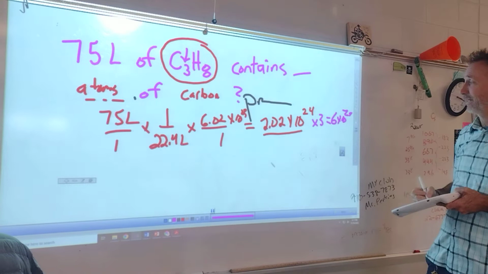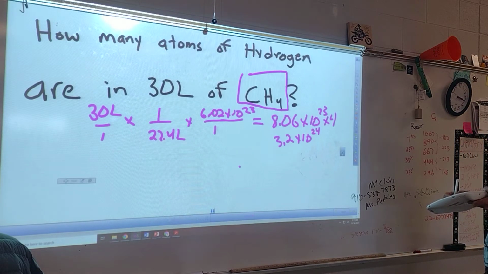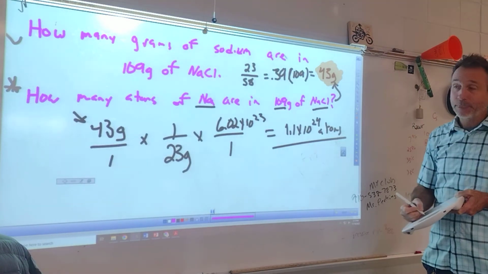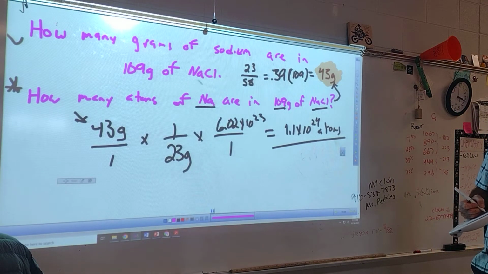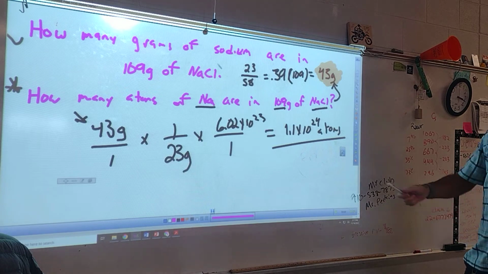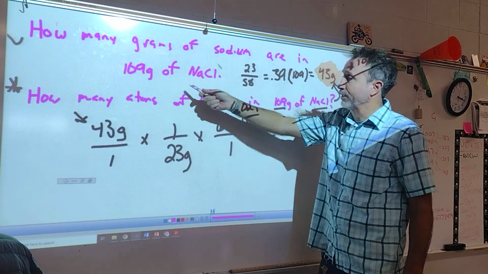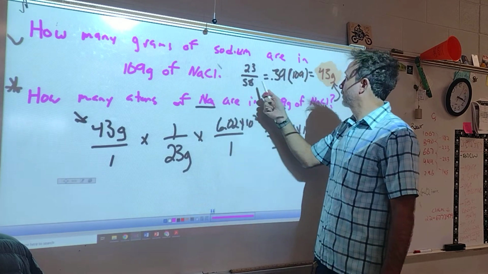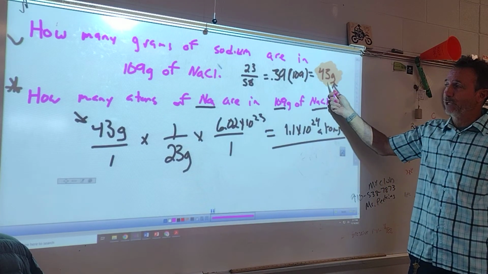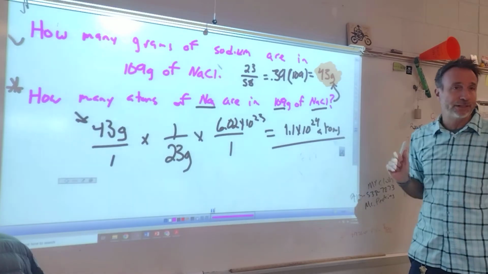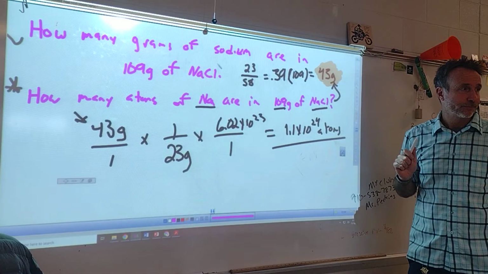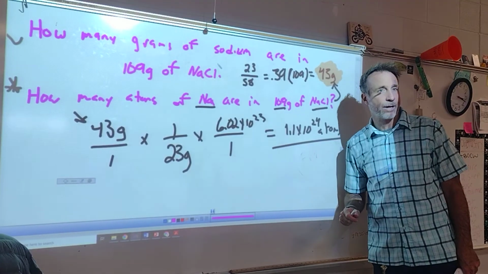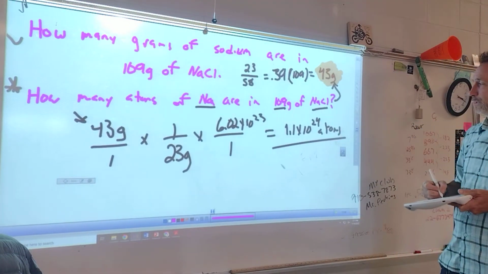If we go back and look at another problem we did earlier, how many grams of sodium are in 109 grams of sodium chloride, we just figured out what the percentage of sodium in sodium chloride was. So we just solved for how many grams of sodium we had and then solved. That was just doing it a different way. Does that make sense? Let's go back and do another grams problem.